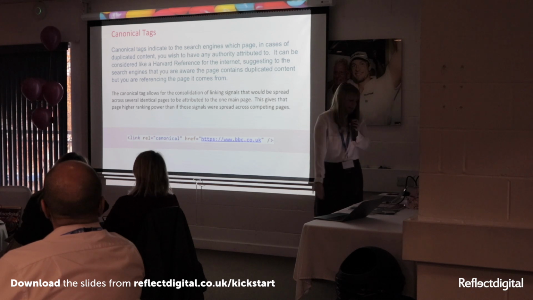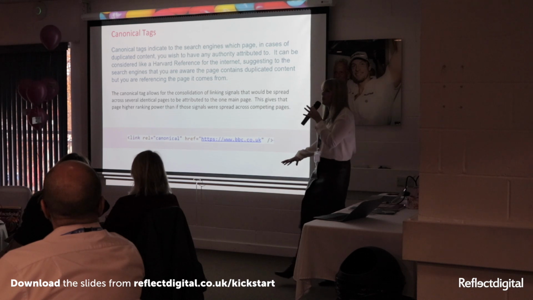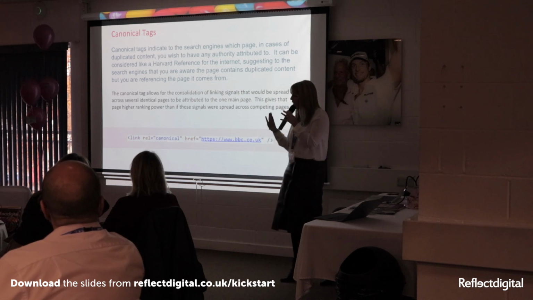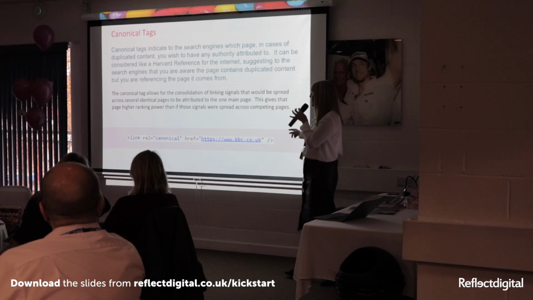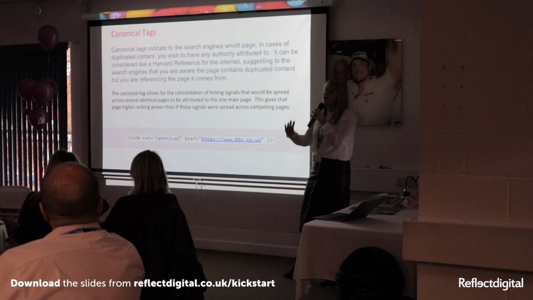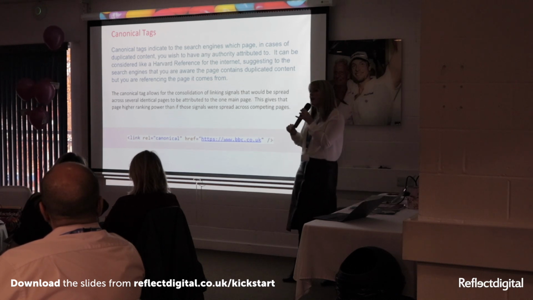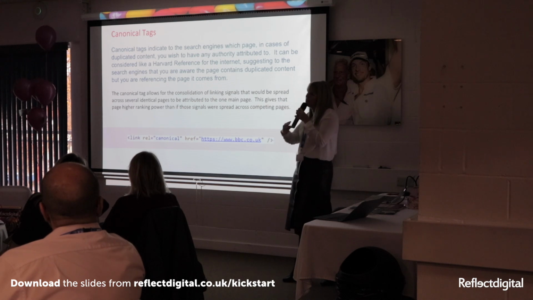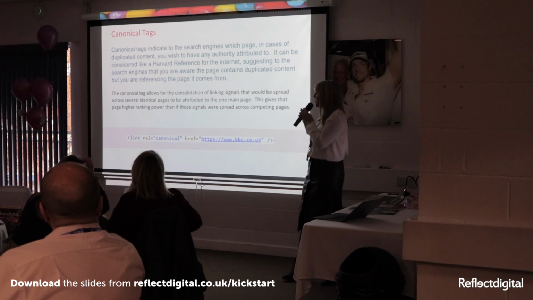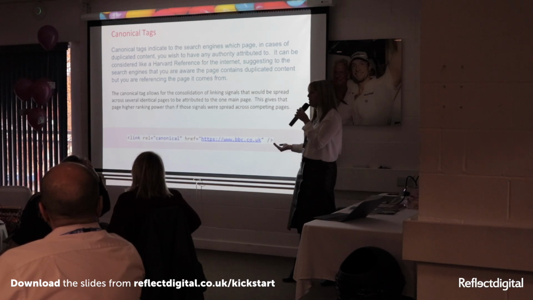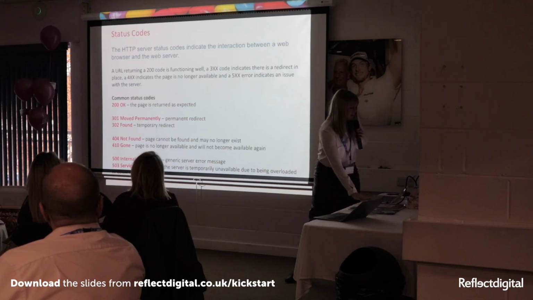Canonical tags. So Google hates duplicate content. Whether you've nicked it from someone else legitimately for a reason, or for some reason you've got it on your website twice, a canonical tag allows you to say, Google, just so you know, I know that this content is identical to what exists here, or I know that I've nicked this from this website, there's a reason, here's the reference. So it's like the Harvard reference system for the internet. So if you're ever using someone else's content legitimately for a reason, or you've duplicated your own, you're going to want canonical tags on there so you don't get penalised.